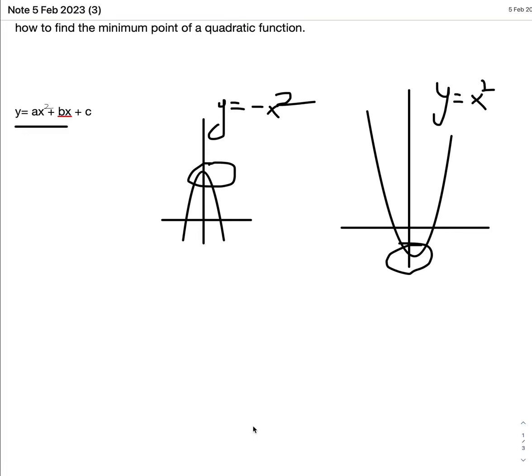Hello everyone, and today I will be talking about one of my, not one, it is my favorite topics in mathematics. It's how to find the minimum point of a quadratic function. So, a quadratic function, as you could see here, is its formula: y is equal to ax squared plus bx plus c.